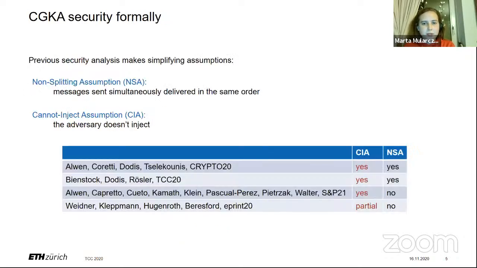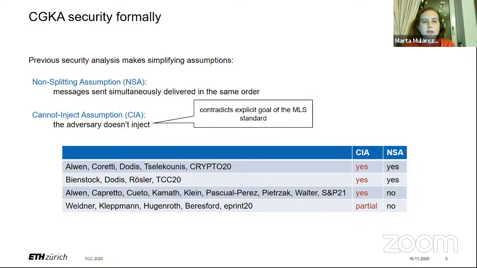Now, there have been a bunch of great works that make this formal. Unfortunately, all of them are not fully satisfactory because they relied on at least one of two simplifying assumptions. The first one we called the non-splitting assumption, or NSA, which basically means that these splits, as I showed on the previous slide, don't appear. The second one, more severe, we called the cannot-inject assumption, or CIA, which basically means that the adversary doesn't inject messages or stays passive. This is present in all previous works, and it contradicts explicit standards or explicit goals of, for example, the MLS standard. It also cannot be achieved by simply adding signatures, because if the party's state leaks, then it's reasonable to assume that the signing keys also leak, so everything leaks. And at this point, the active network adversary can inherently impersonate the party.